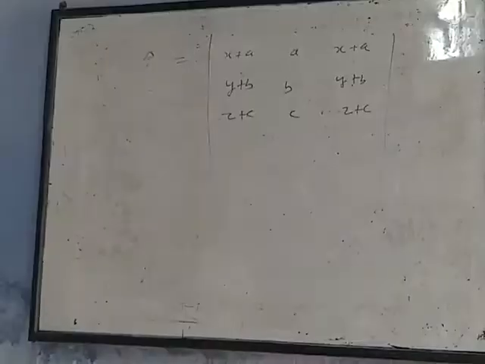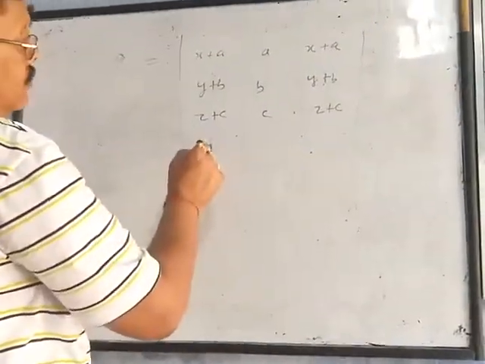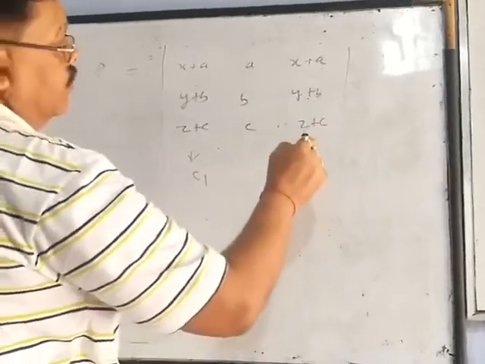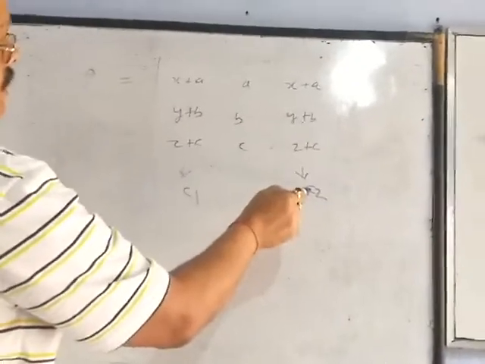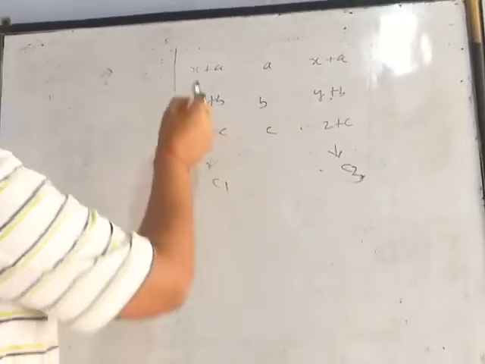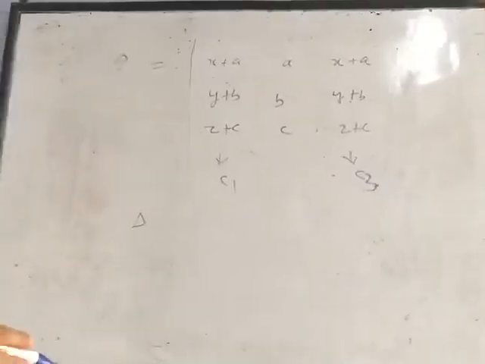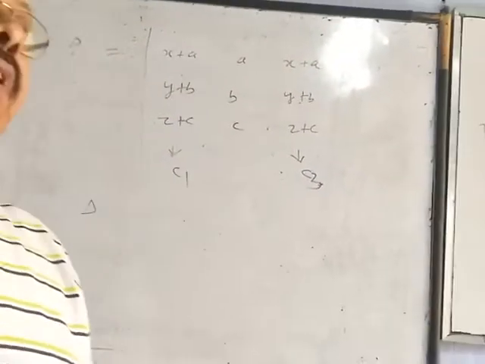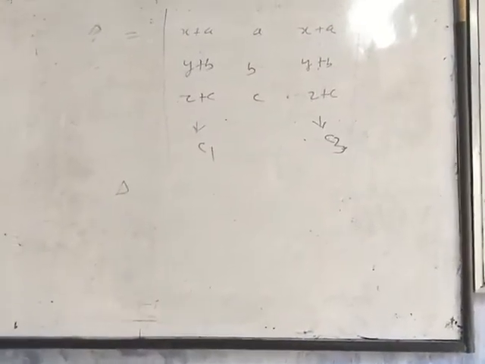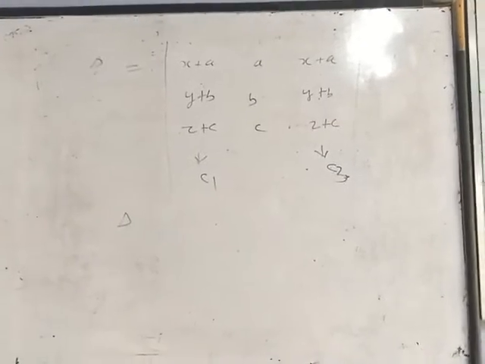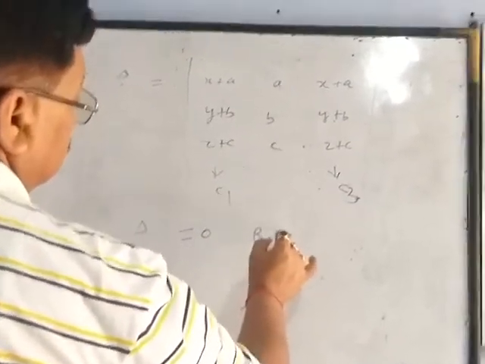You see, students, in this determinant the elements of the first column and the elements of the third column are the same, identical. As per the property, we know that if the elements of any two rows or columns are equal, then the value of the determinant will be 0. So this is equal to 0. That is RHS. Proved.